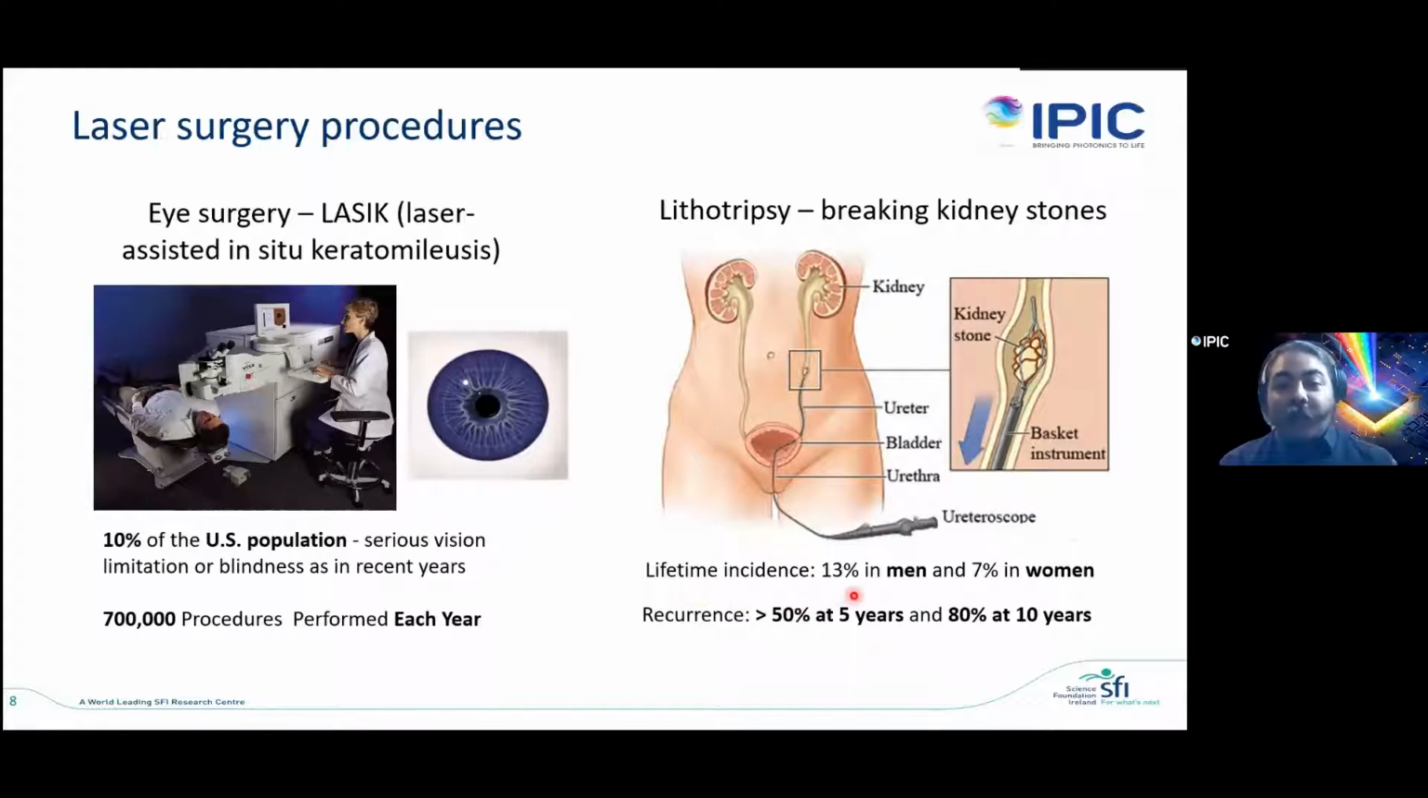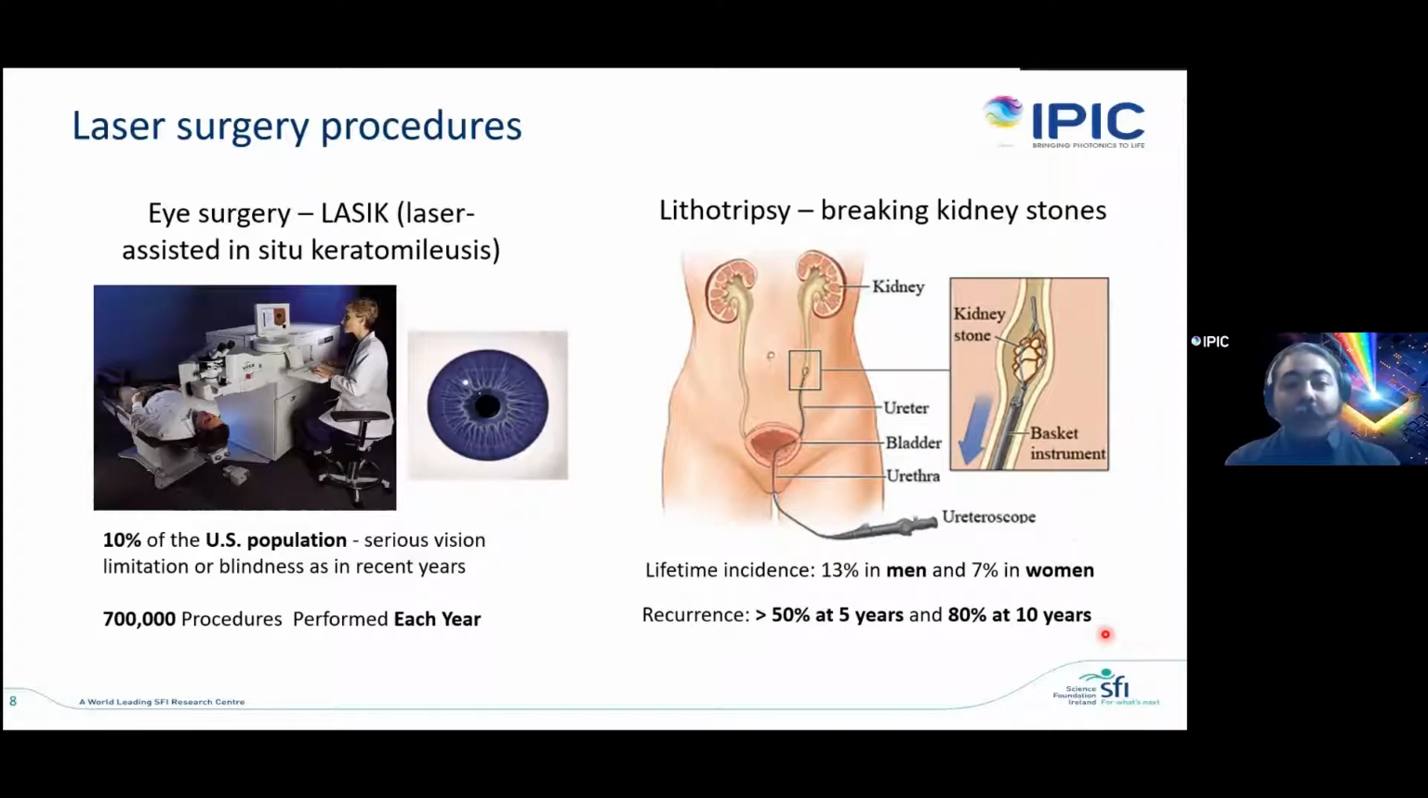In a lifetime, 13% of all men will have this accumulation of kidney stones, and 7% of all women will as well. And once you have this, you have a 50% chance of having this accumulation again after 5 years, and 80% chance to have it after 10 years. So not only do almost 10% of the population have this and need to go through the procedure, but we actually see that biophotonics has been successful in solving many problems in society.